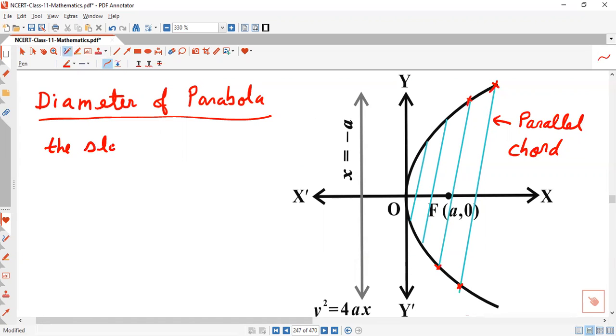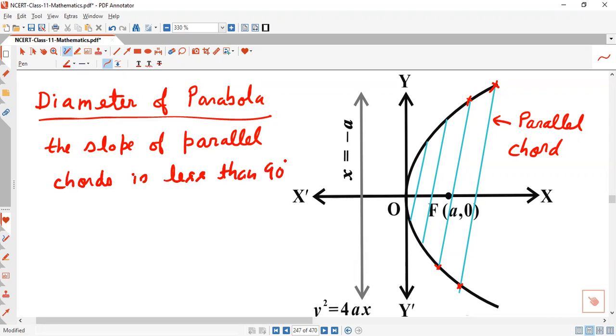The slope of parallel chords is less than 90 degrees. You see this angle. This angle is less than 90 degrees. The slope of all these parallel chords is the same because they are parallel lines. Parallel lines have the same slope, and this slope is less than 90 degrees. I repeat, this slope is m.